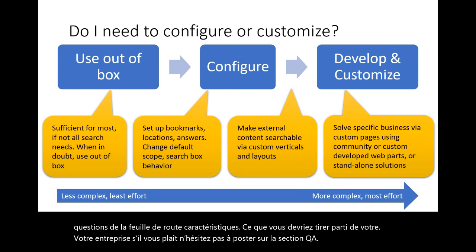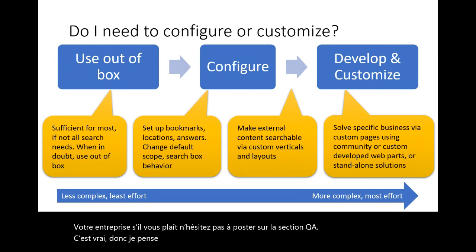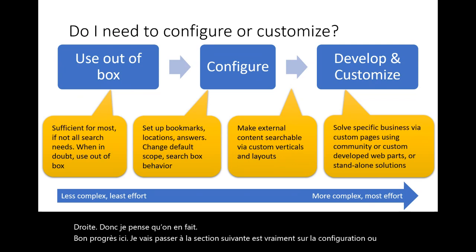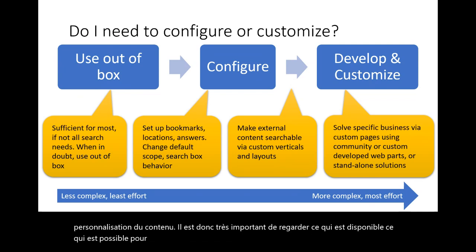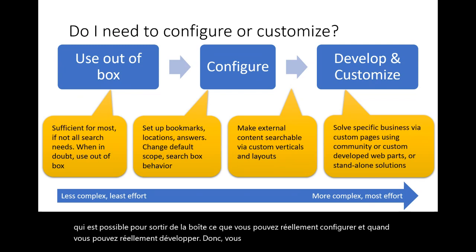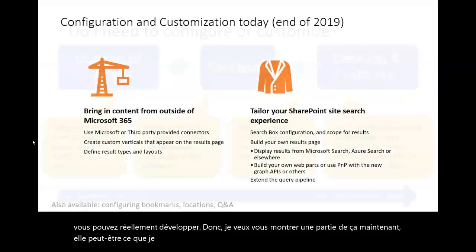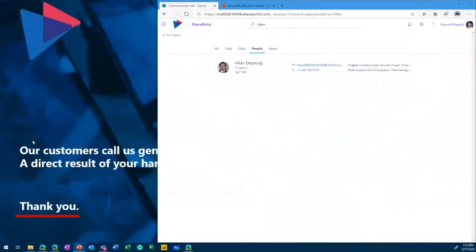All right, so I think we're making some good progress here. I'll move on to the next section. The next section is really about configuring or customizing content. It's really important to look at what's available out of the box, what you can configure, and what you can actually develop. So I want to show some of that to you guys. Actually, maybe what I'll do is pause before we go into customizations and give you another demo of some environmental SharePoint, OneDrive, and Microsoft Search features overall.